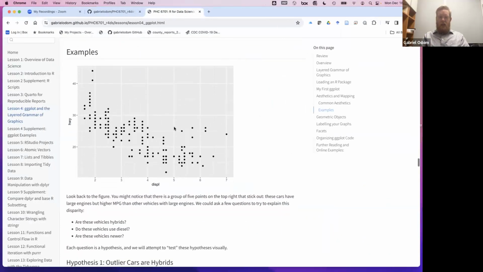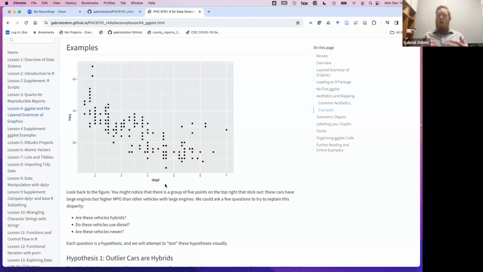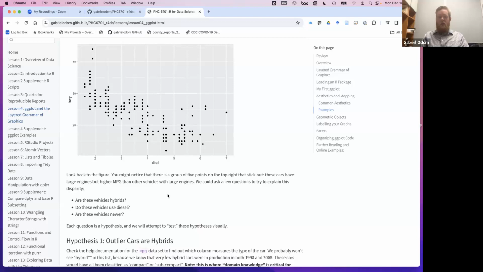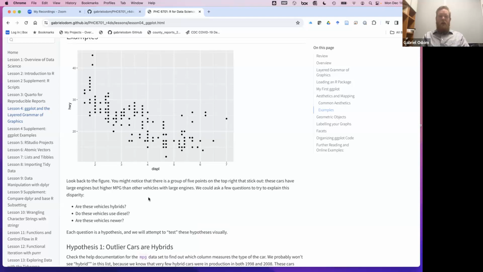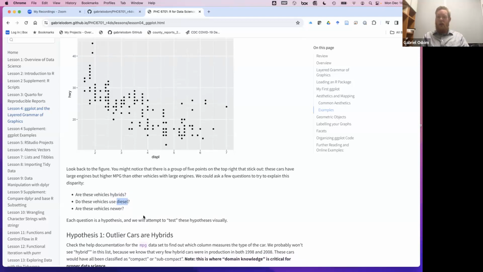In this case, we see that we've got these 5 points that kind of don't follow the rest of the trend. And so we want to come up with hypotheses about these, and we would want to test these hypotheses graphically or statistically or with some other means. So some hypotheses could be, perhaps the vehicles are hybrids, or perhaps they use diesel fuel instead of regular unleaded gasoline. Or maybe these 5 cars are newer and therefore more fuel efficient.